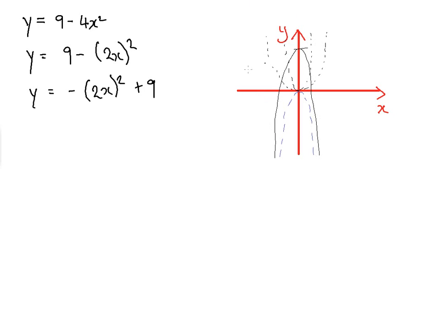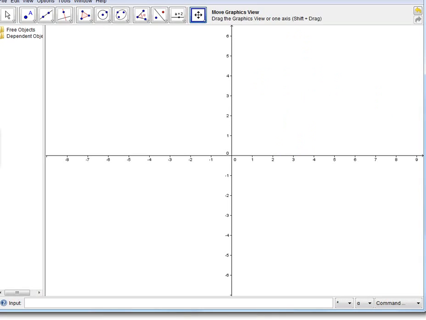So that point there is the y-intercept, that's 9. And by solving for x, we can find that this is 3 over 2. This is negative 3 over 2. So we can also check what we've done by keying it into GeoGebra. GeoGebra is a free dynamic geometry software that also allows you to plot curves.